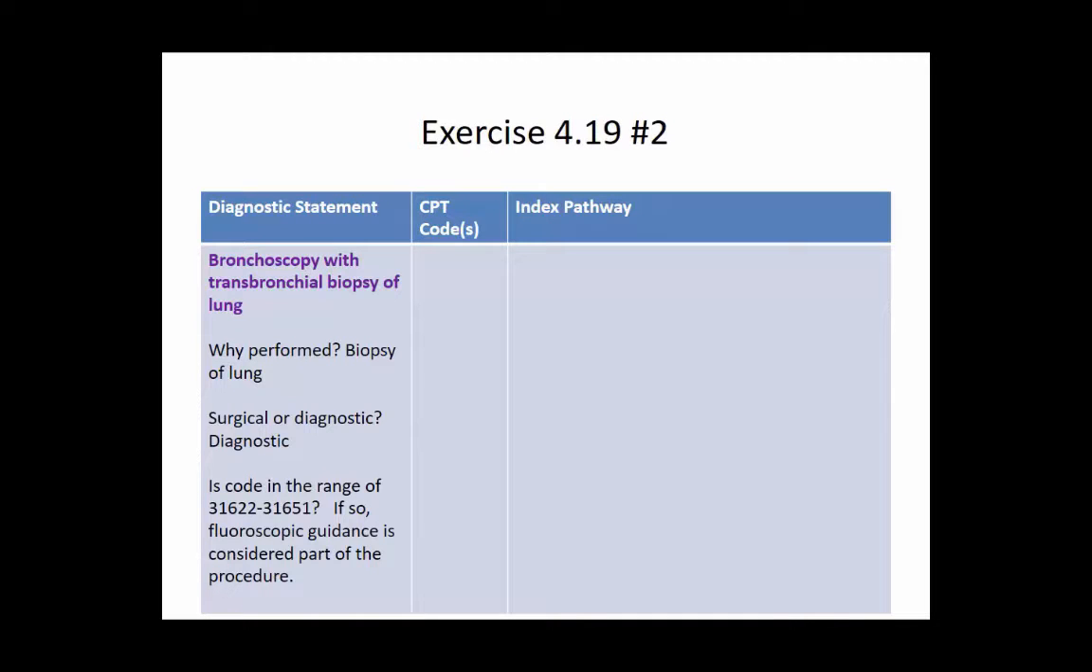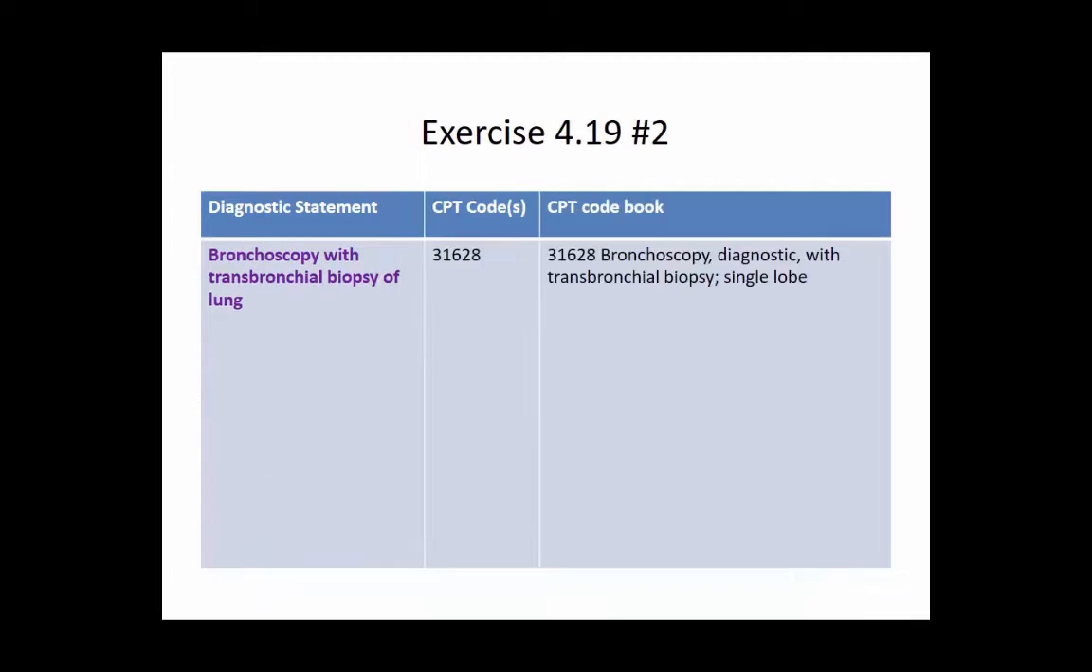And here you see exercise 4.19, number 2, bronchoscopy with a transbronchial biopsy of the lung. Why was it performed? A biopsy of the lung. Surgical diagnostic, it is diagnostic, because when you're biopsying something, you're trying to figure out if it's cancer most of the time. Is code in the range here, 622 through 651? If so, fluoroscopic guidance is considered part of the procedure. And there we have the code, the way it's described in the code book. Bronchoscopy was the main term we looked at in the index.